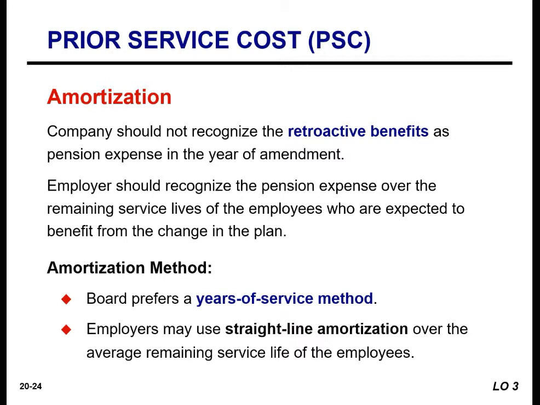Companies should not recognize those retroactive benefits as pension expenses in the year of amendments. They should recognize them as pension expenses over those service lives. There are two methods. There is the year of service method, and there's straight line amortization.